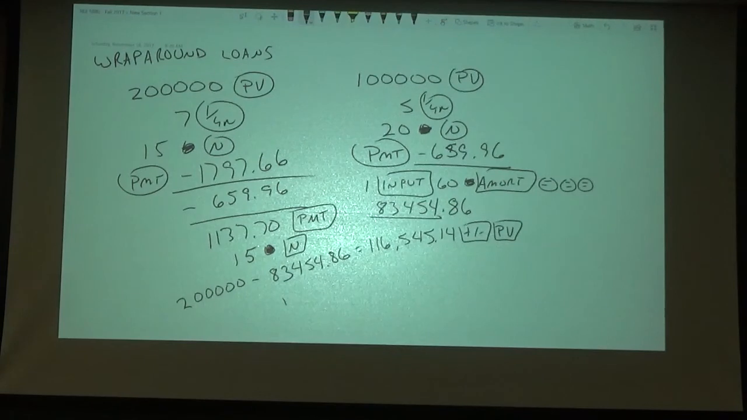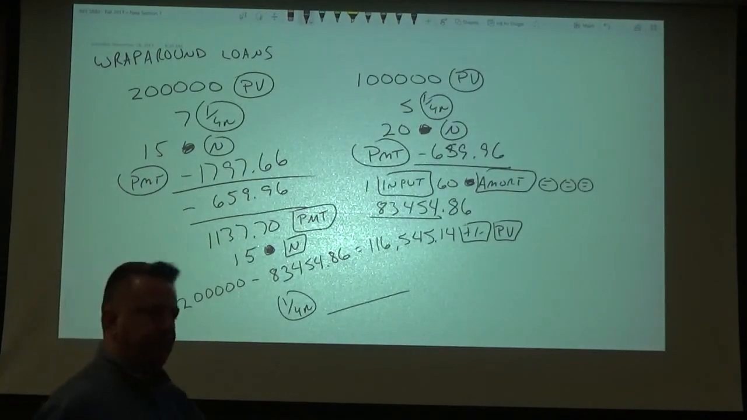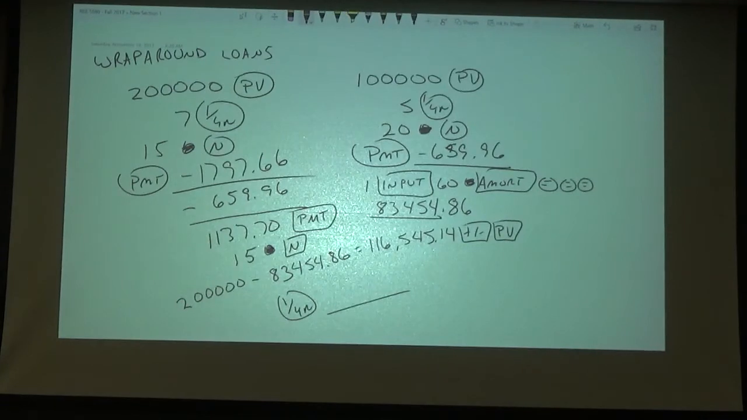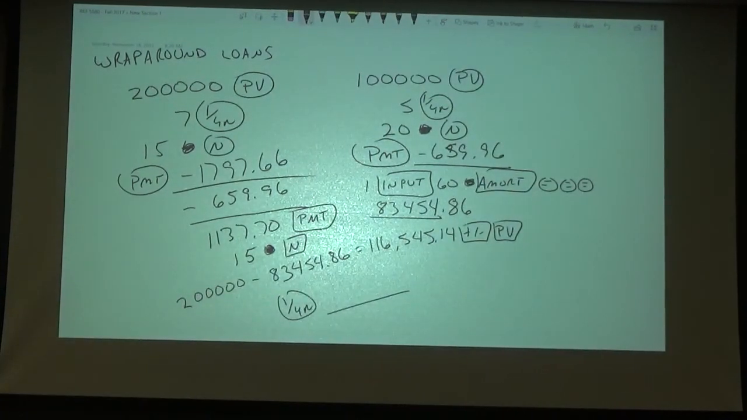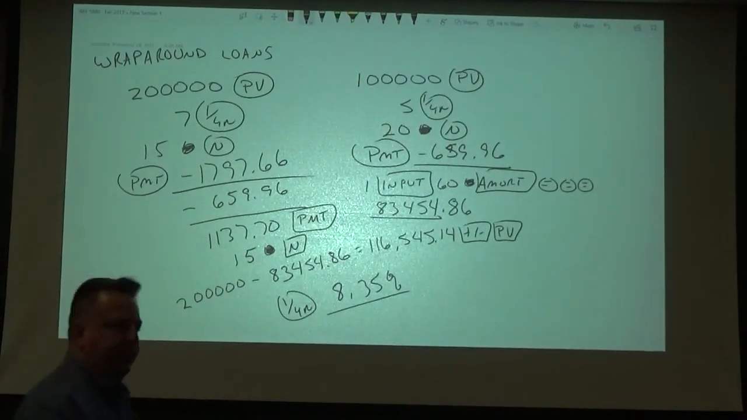And then we're going to simply solve for what is our effective cost of borrowing for the wrap loan. Okay. And so what we end up with is an effective cost of borrowing for the wrap loan of 8.35%.